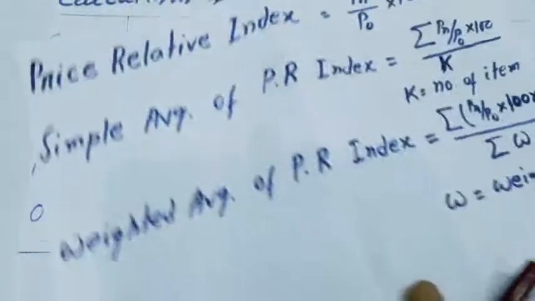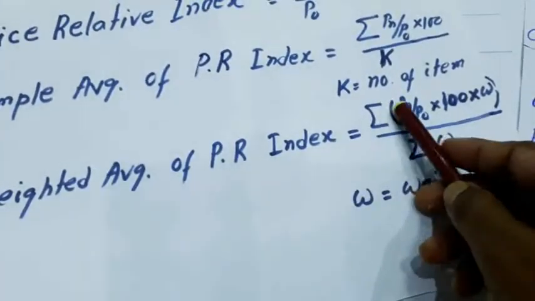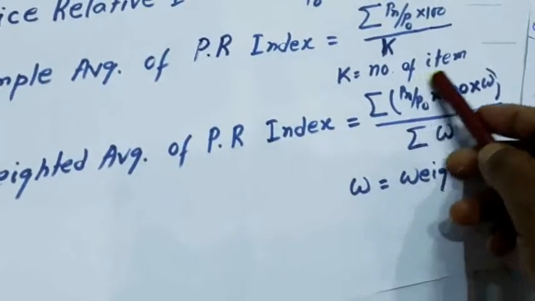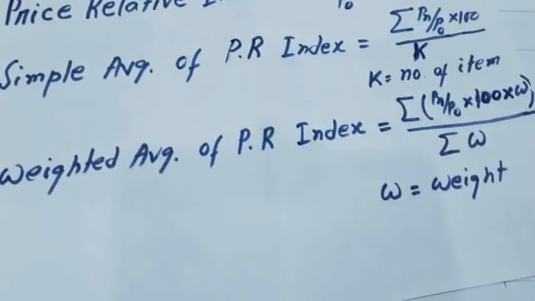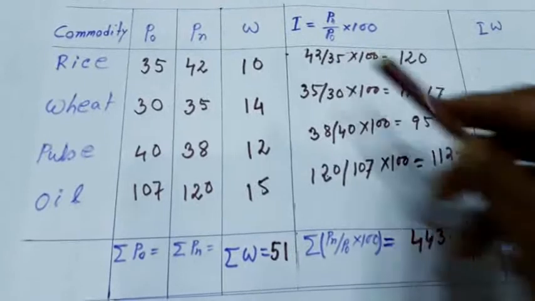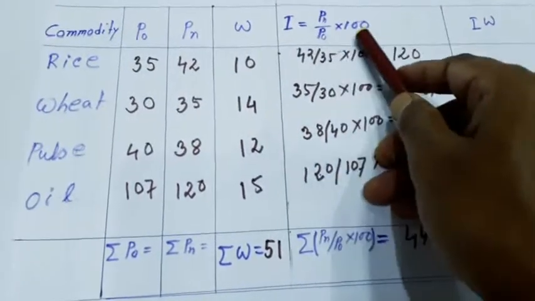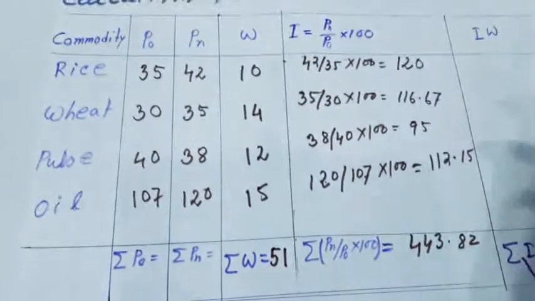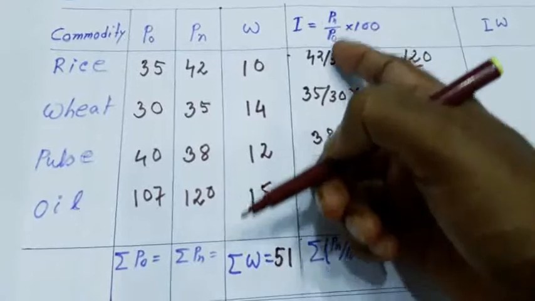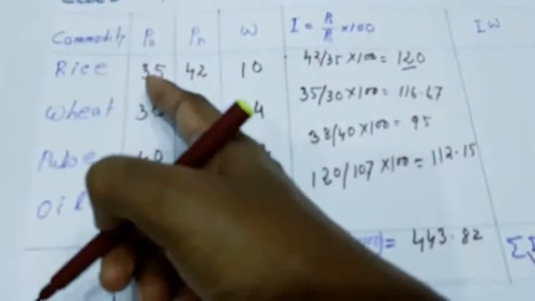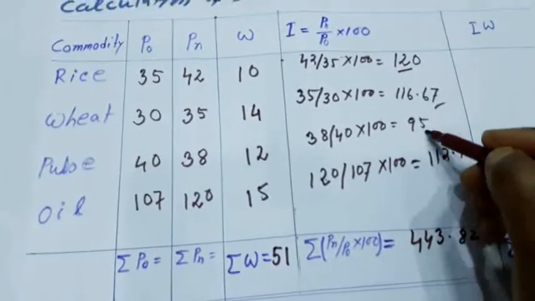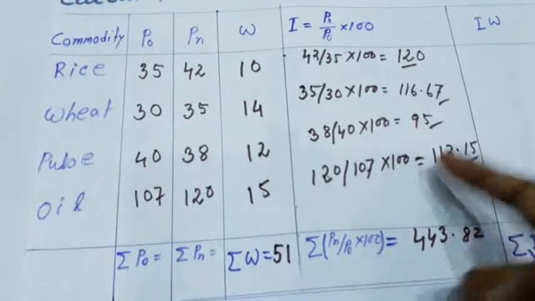Okay. Now what is the demand of the formula? Demand of the formula is Pn by P0 into 100. This is price relative. This price relative is indicated by I. Pn by P0 into 100. And we have got this value by doing Pn by P0, this 42 by 35 into 100. In this way we have got these 4 price relatives.